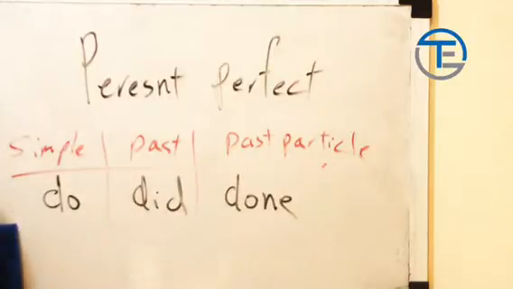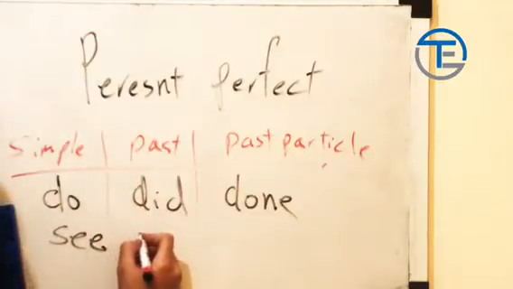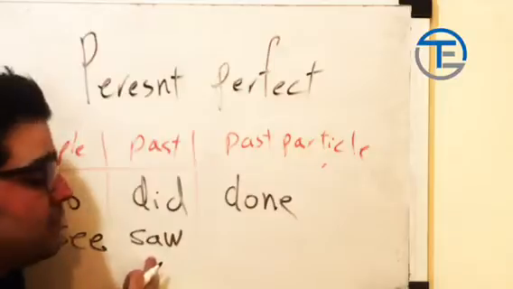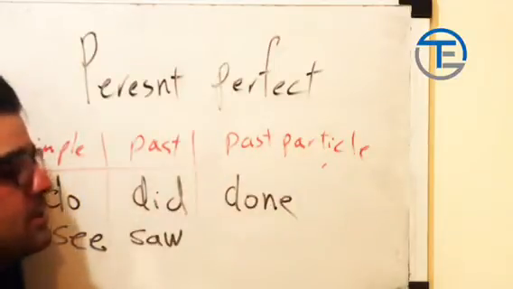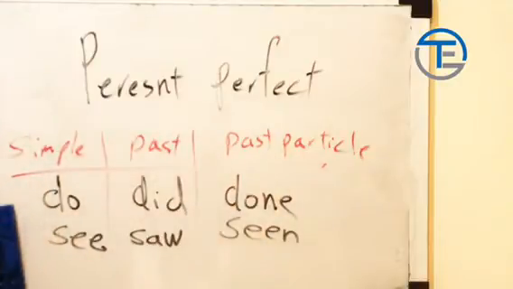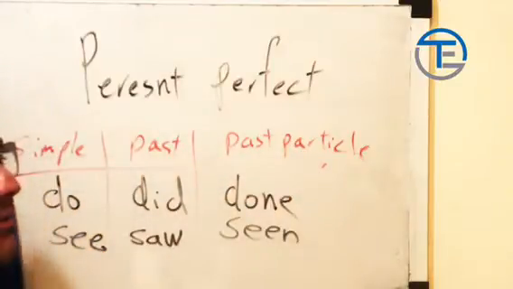Another verb I wrote for you was eat. Eat, ate, eaten. Next, I can write another verb like see. Simple form is see. Past tense is saw. And past participle, if you want to write your verb in the past participle form in your sentences or questions with present perfect, you have to say seen. And if you have a lot of verbs, you have to memorize what is the past tense and what is the past participle of each verb.